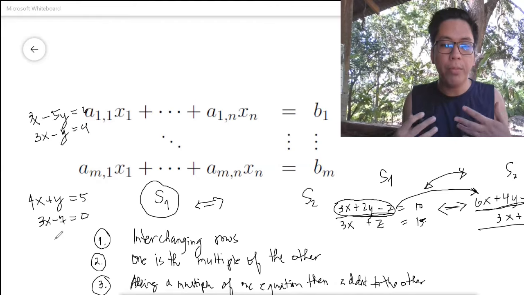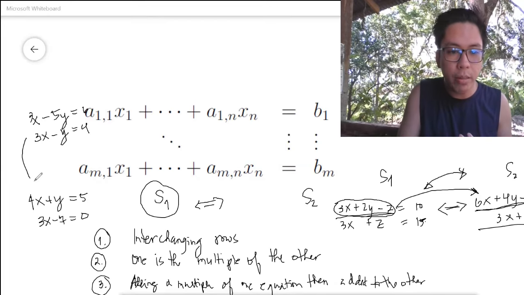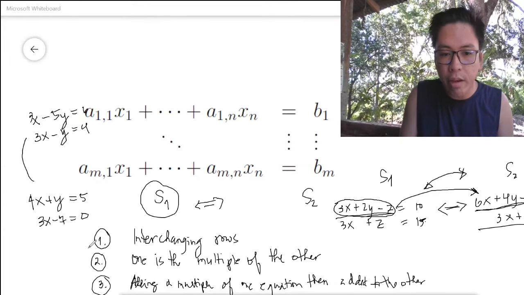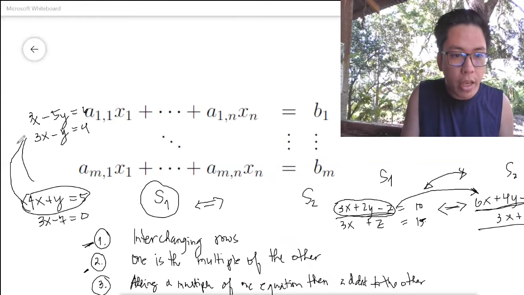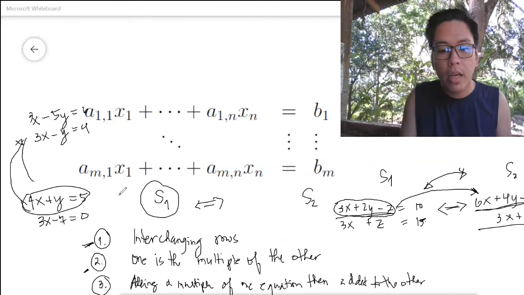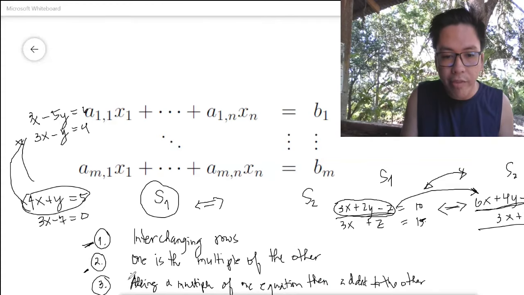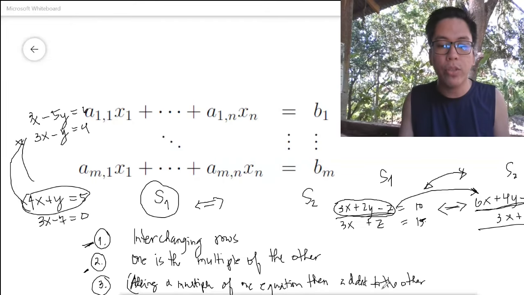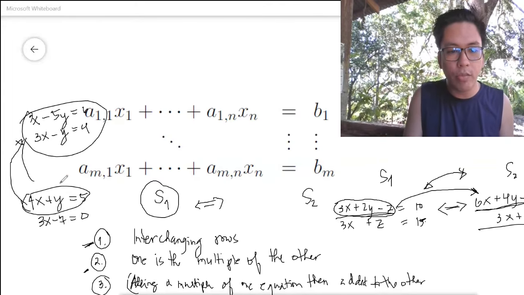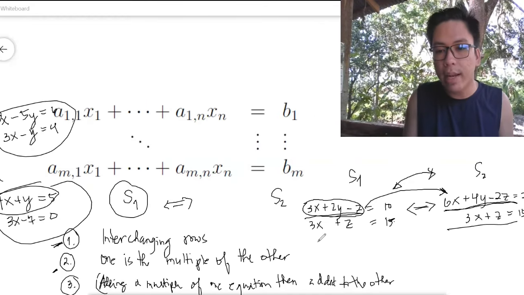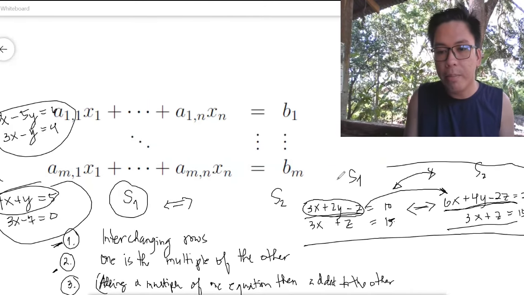So there's no way you can say that these are actually equivalent because, number one, there's no interchanging of rows happening. The other is not actually a multiple of the other, so you cannot have a relationship of this equation to the equations coming from the other system. And even if you evaluate by adding a multiple of one equation to the other, you really can't find that way. So therefore, these systems here, this one and this one, are not equivalent, unlike with this previous example.